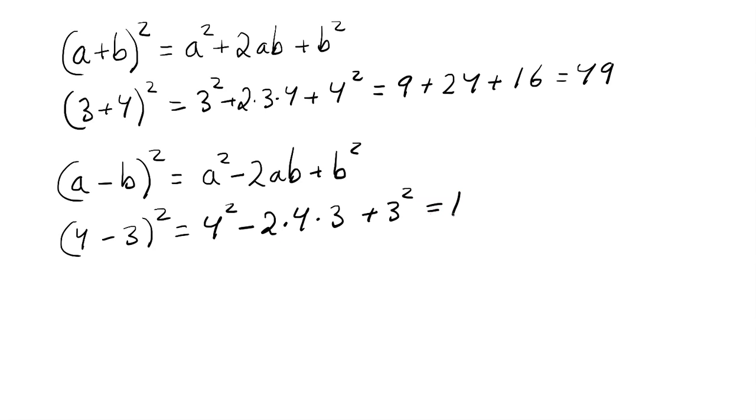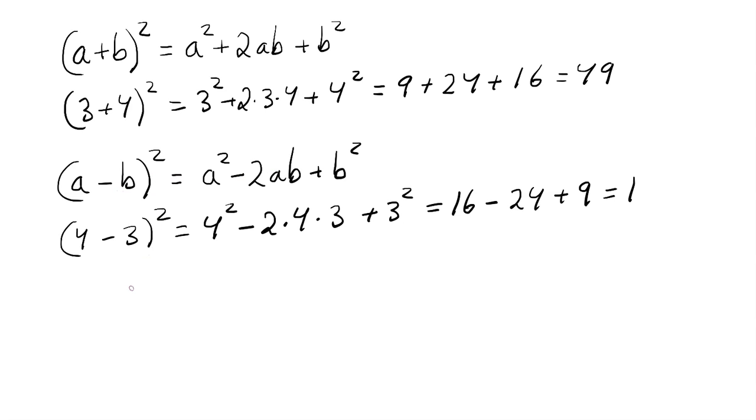So that's 16. And this 2 times 4 is 8 times 3, 24. And this is 9. So you see, if I add these two first, it's 25 minus 24, so this is 1. And of course you could see directly also here, 4 minus 3 is 1, and squaring 1 is 1. But again, later on we don't have the possibility of doing this subtraction first. So this formula here is called squaring a difference.